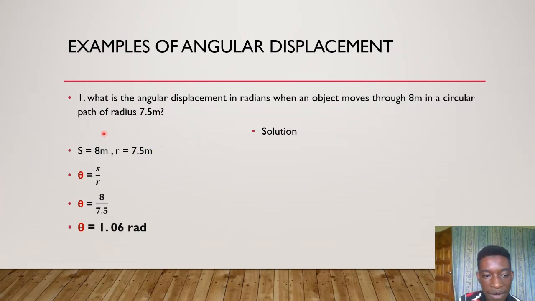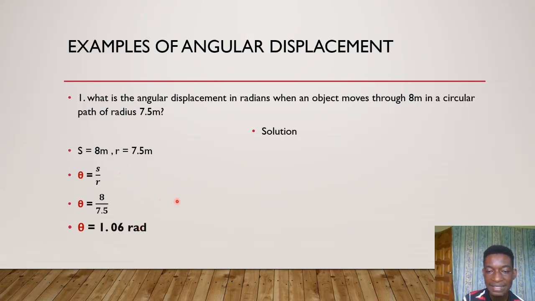So our solution. The parameters are given. We have our s, which is the distance covered by the body moving in a circular path, and our r, which is the radius. To find the angular displacement, we state our formula, which we derived earlier: theta is equal to x, representing the distance, over r, representing the radius. Substituting the values, theta is equal to 8 over 7.5. At the end, we get 1.06 radian. That will be our answer for this question.